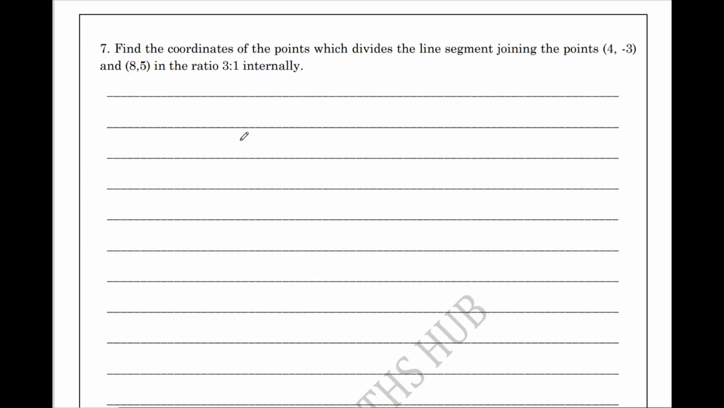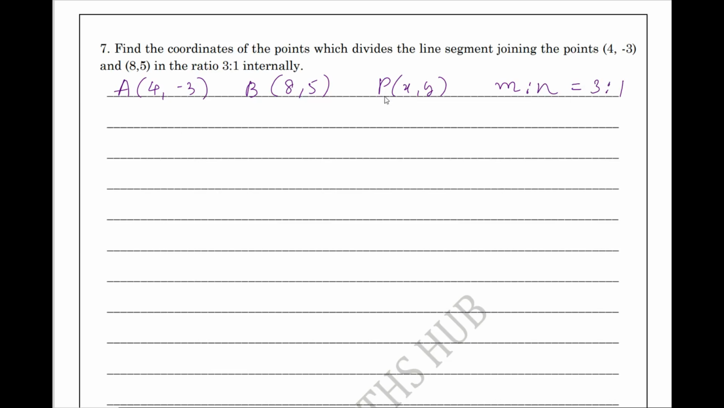So find the coordinates of the point which divides the line segment joining the points (4, -3) and (8, 5) in the ratio 3:1 internally. Given the points are what? A of (4, -3) and B of (8, 5), and a point P of (x, y) divides the line segment AB in the ratio what? m:1, given as 3:1.